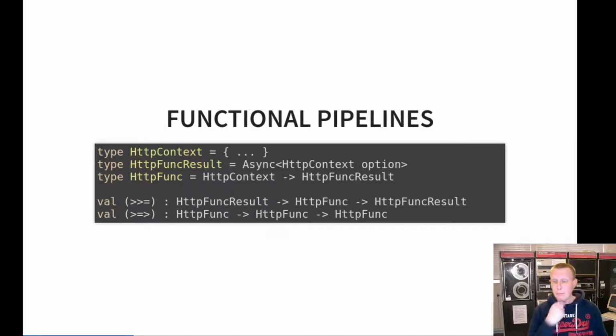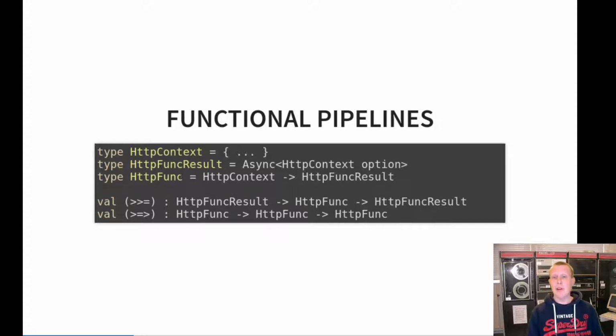Now, here's the functional pipeline. First we define a new type, which is called HTTP context. It's just a record type. In reality, this will not be just a record type. It will be some sort of object with some methods on it, or static methods on it. But we can just think of it as a record type. And in certain implementations, it is actually a record type.